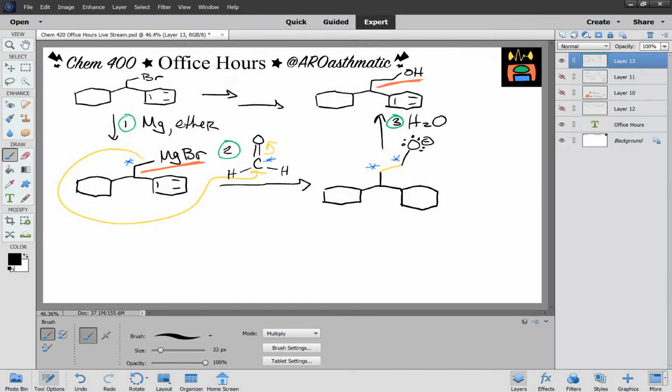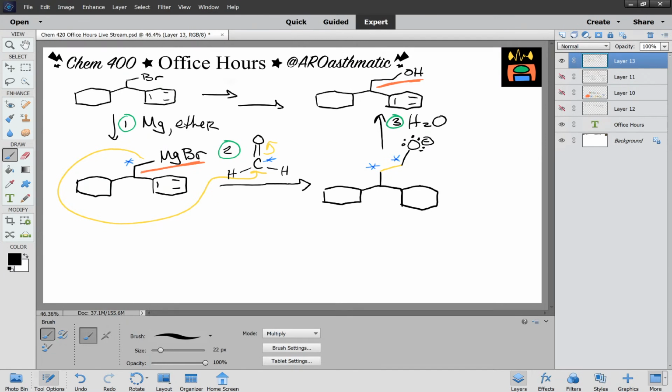But this would be the way to go to get from part A to part B, because we have a bromine, we can make a Grignard, but then we only want to add one carbon, so we need to add a carbonyl that only has one carbon in it, so formaldehyde has to be the way to go. And then we just protonate it right there at the end.